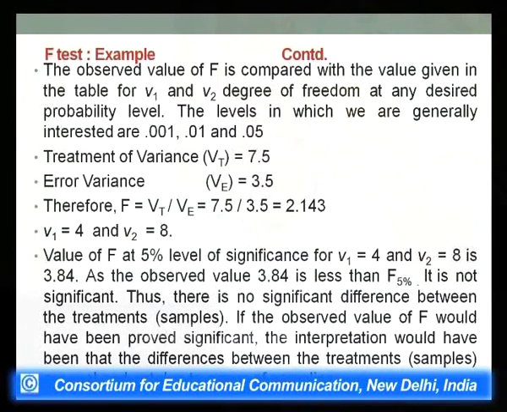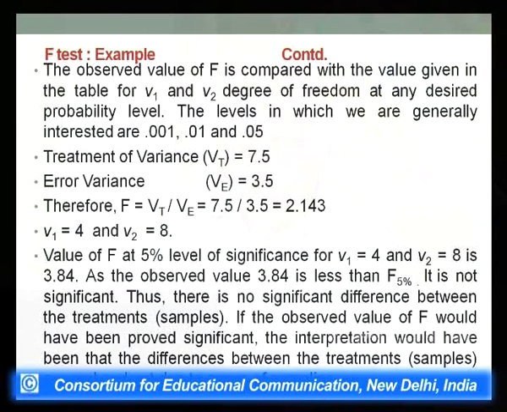So we were working out the details of the F value. The observed value of F is compared with the value given in the table. That's the point we are saying. V1 and V2 degrees. What are V1, V2 degrees? These are the degrees of freedom which are given in the table. And the levels we are generally interested in are 0.001, 0.01 and 0.05. If you recall, in the earlier session, while talking about tests of significance, we said that we are interested basically only in 3 levels. If we go to a lower level, like 0.0001, there is no point. Or if we go bigger, that is the 0.1 level, then the variation will be too much.